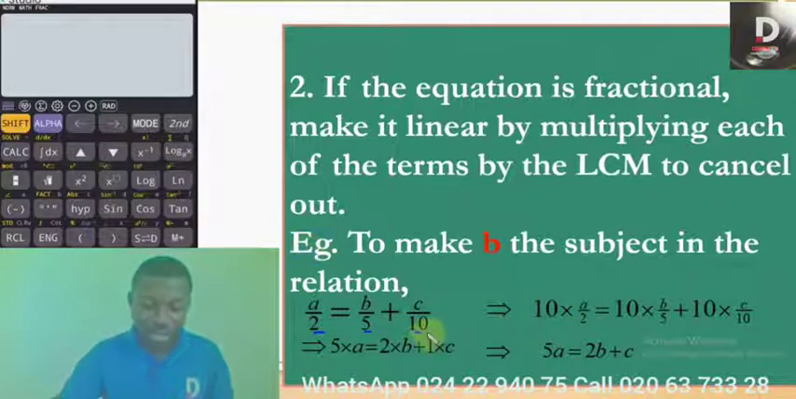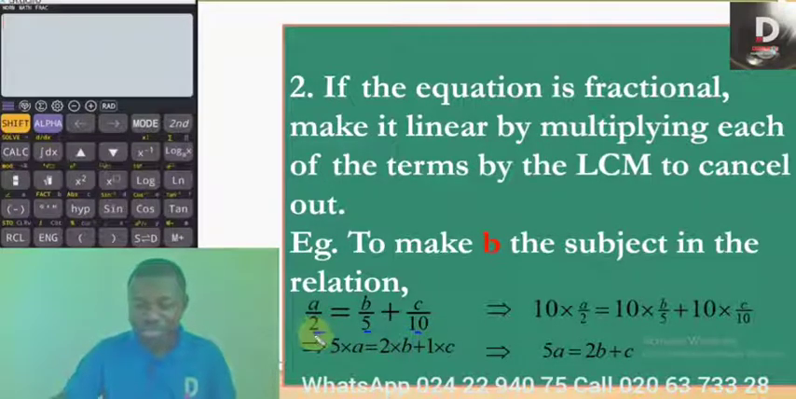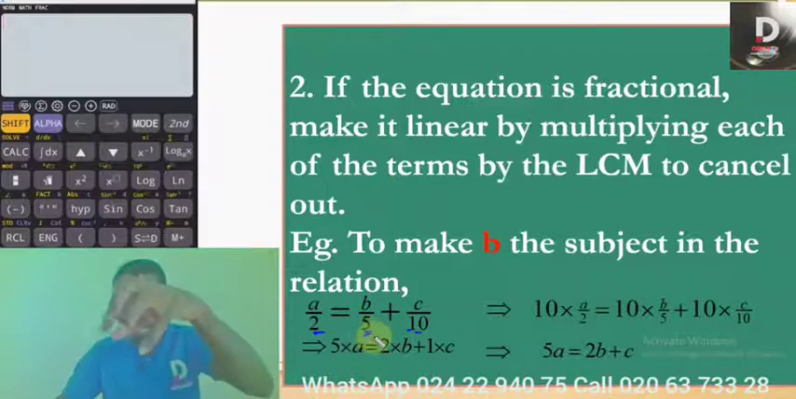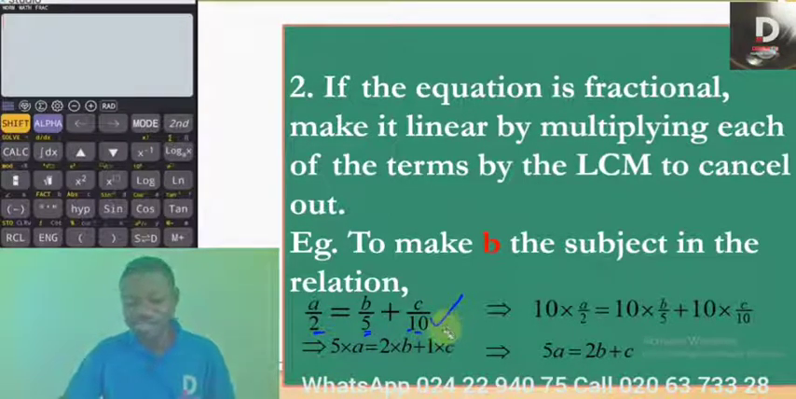So why did you pick 10? This will be applied somewhere. When you go to algebra, you apply it. 2 is a factor of 10. 5 is also a factor of 10. So they are embedded. 5 and 2 are embedded in 10. Therefore, you pick only 10 as the LCM. So you multiply the LCM by each of them. So you multiply by the first term, which is this, a over 2.